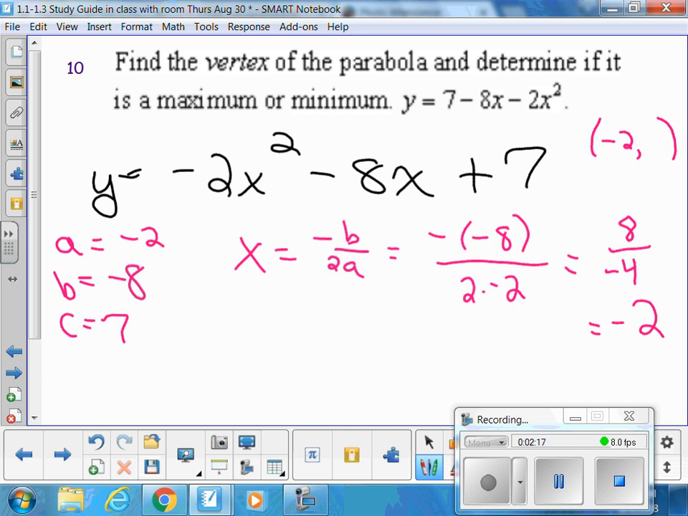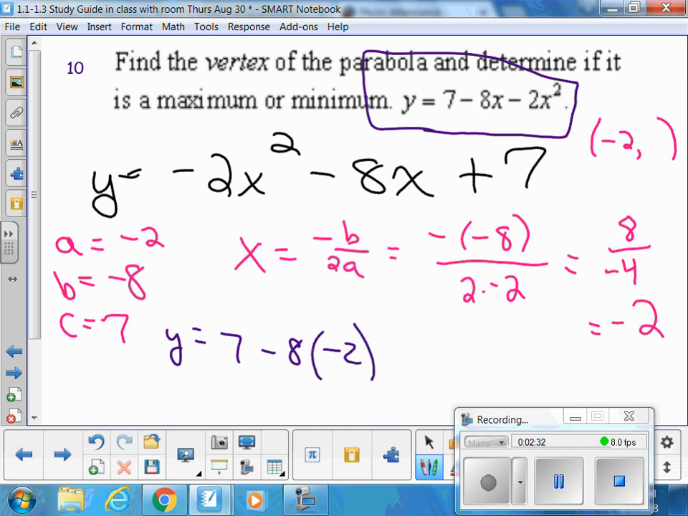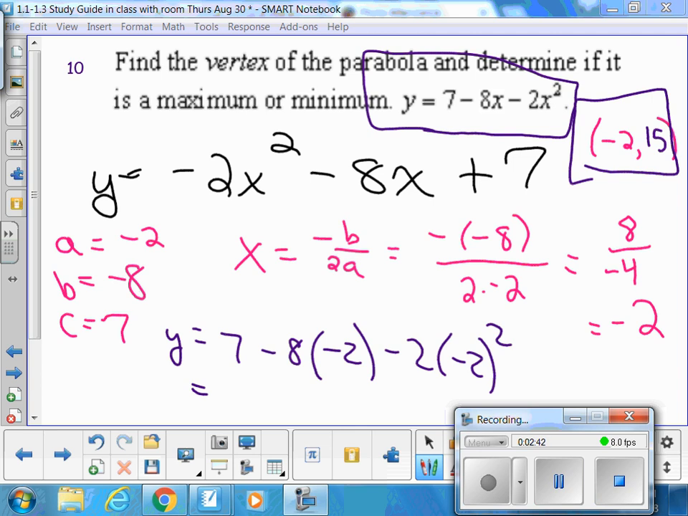How are we going to get the other half of our vertex? Plug it in, and you can plug it into this one I wrote in my handwriting, or you can plug it back in the original. It doesn't matter, they're the same. I'll just go back to the original. Y equals 7 minus 8 times negative 2 minus 2 times negative 2 squared. We're putting negative 2 in everywhere we find an x. Let's calculate out what that would be. All right, we just found that y value to be 15, and we have one more part to answer.